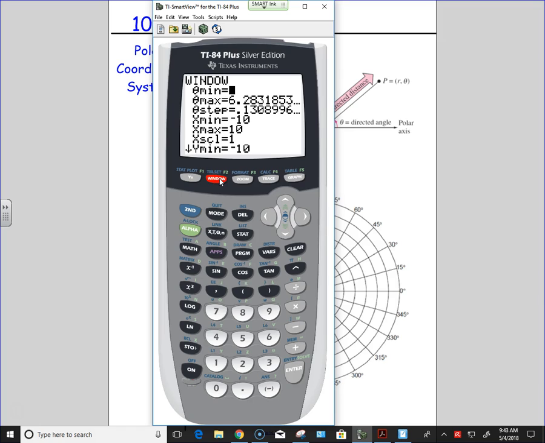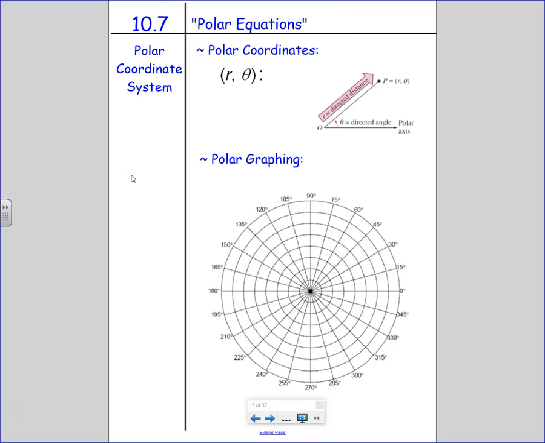If it looks all pointed and weird, your window's probably messed up. So do Zoom Standard and start all over again. Okay? With that, let's just talk about polar, because that's the calculator. There's all sorts of stuff that you can do. That's the calculator, though. Let's do by hand.